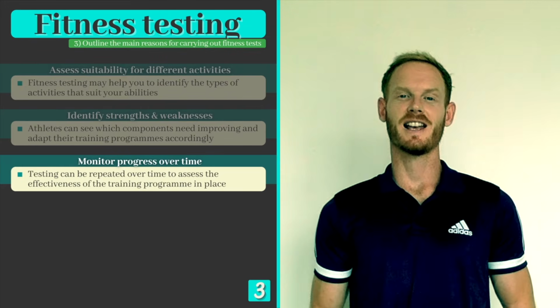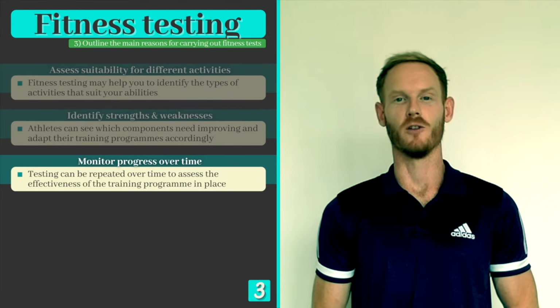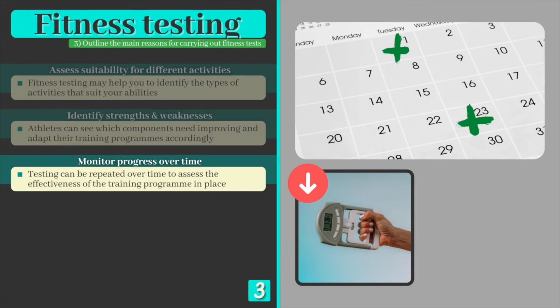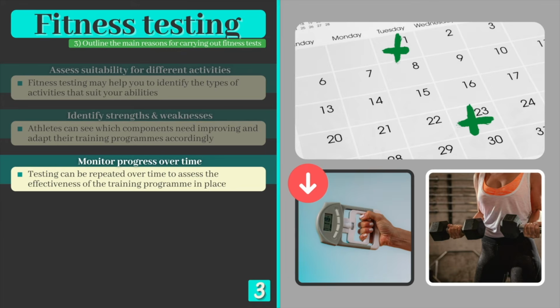Number 3, fitness testing can be used to monitor progress over time. Test results can be gathered throughout the course of a season and can be used to determine the effectiveness of the training methods currently in use. If performance in a certain test declines, an athlete can adapt their regime to resolve the issue.